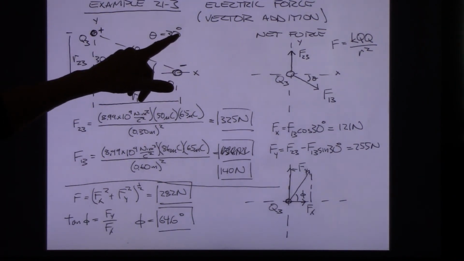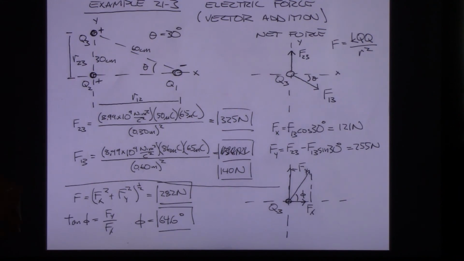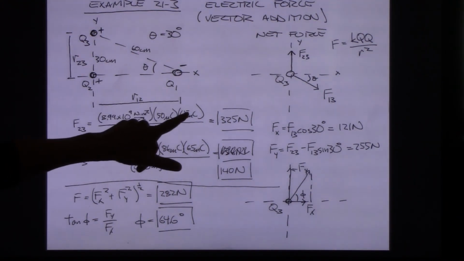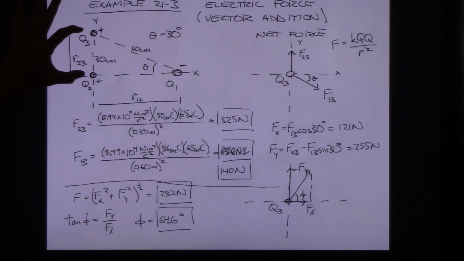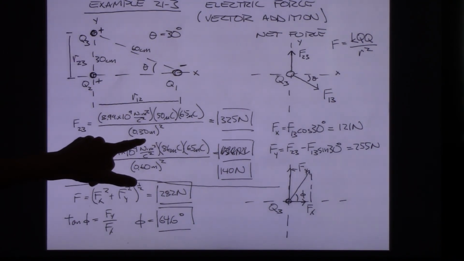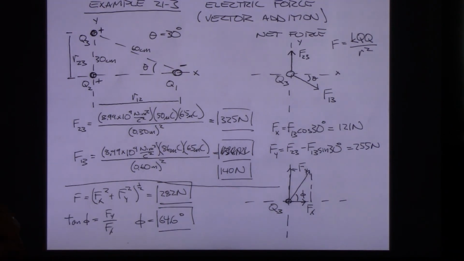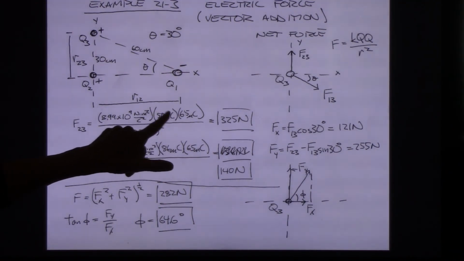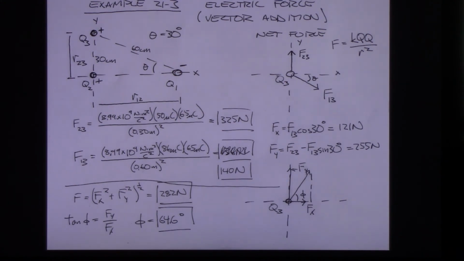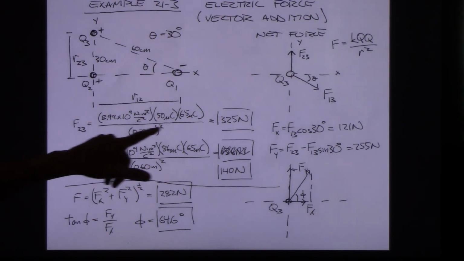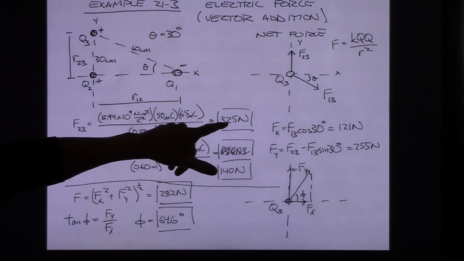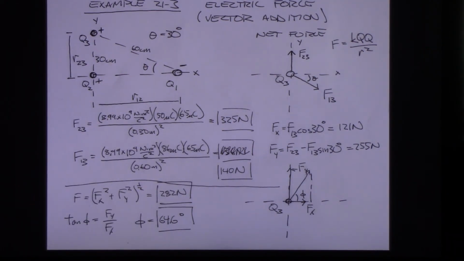But here is our example of using vector addition. And we needed to calculate two force magnitudes. And those come from using k q1 q2 over distance squared. So the distance between 2 and 3 is 0.30 meters. The distance between 1 and 3 is 0.60 meters. And I put the microcoulombs in here, and everywhere there's a micro, I put in 10 to the minus 6. And what I found was, for force 2,3, the strength, or the magnitude, is 325 newtons.